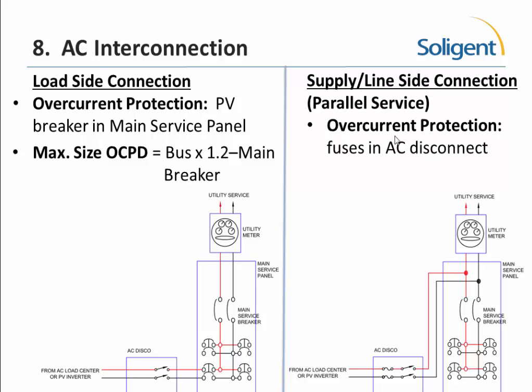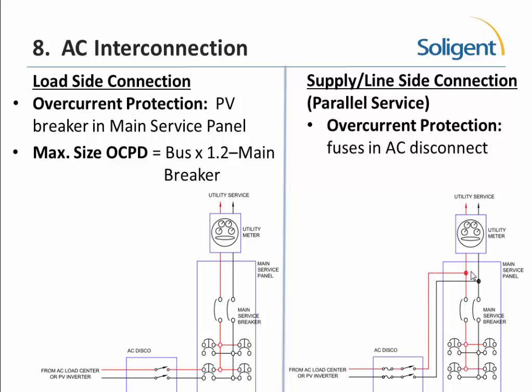It's a parallel service from the utility. We still have our utility. We have pretty much the same panel board. We have our meter, but we're not tying into a breaker. We're tying in between the meter and the main breaker. That's where we're going to make our parallel connection.